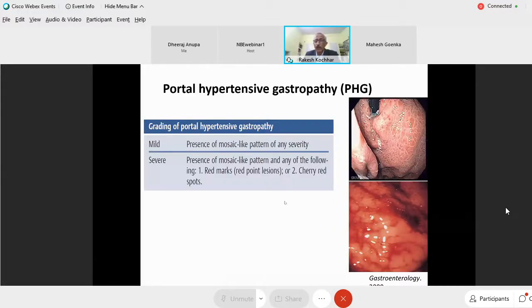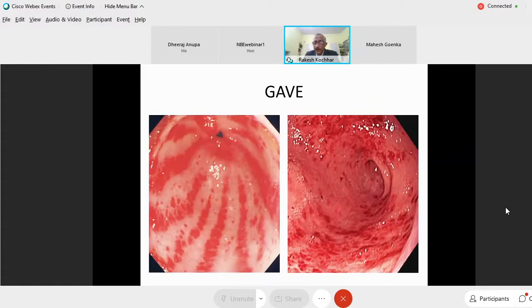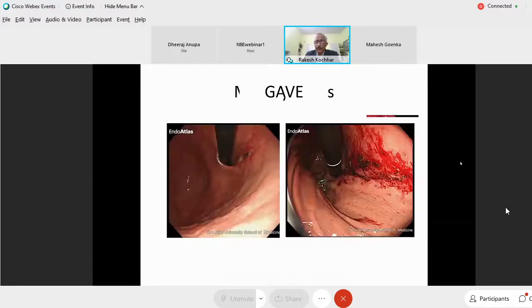Then you all know about portal hypertensive gastropathy. This is presence of this mosaic pattern of mucosa. So if it is like this without any spontaneous bleeding, it is mild. If there is spontaneous bleeding, it is severe. The severe one can have red marks or cherry red spots. So this is a severe gastropathy. These are hyperemic patches in a mosaic-like mucosa with cherry red spots. So this will be classified as severe portal hypertensive gastropathy, classically described as watermelon stomach.